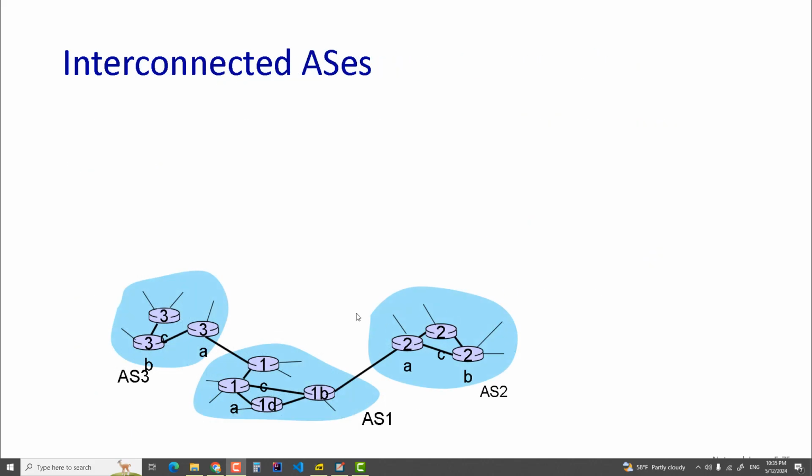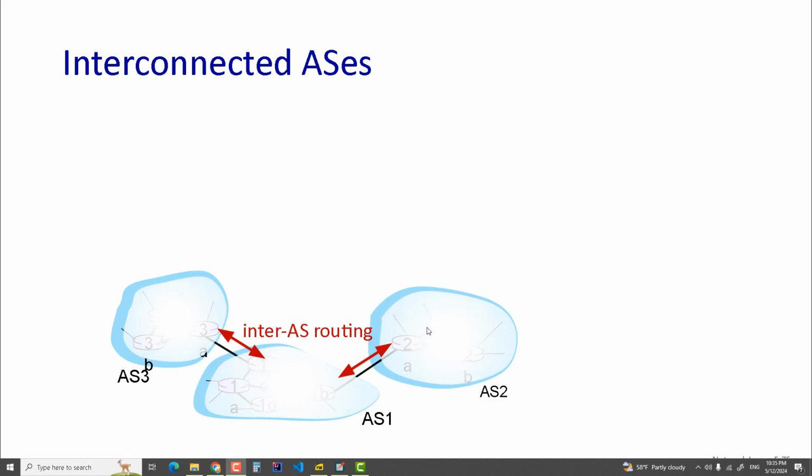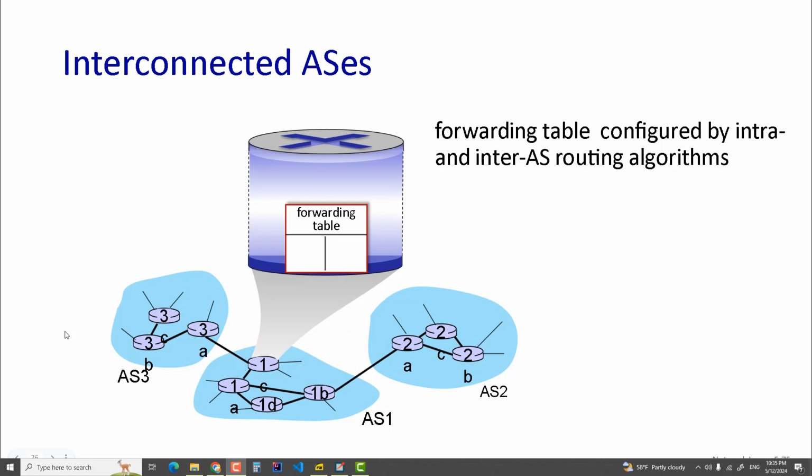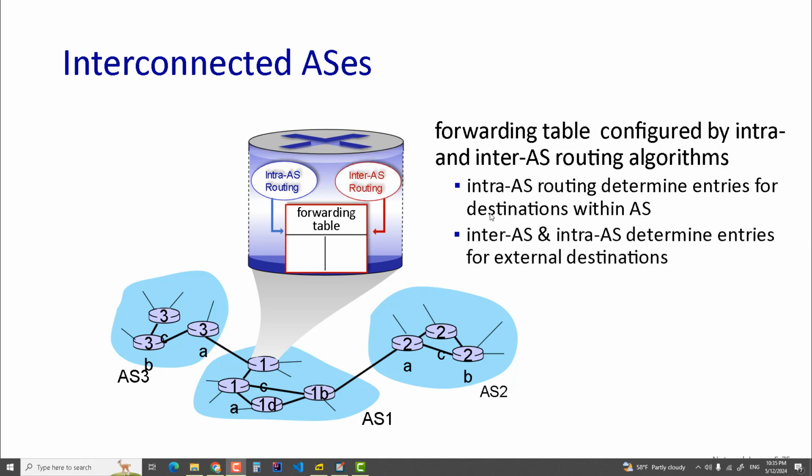So this is the example. We have three areas here, autonomous systems 1, 2, 3. When we forward the packet inside each area, it is intra autonomous system routing. When it is outside, it is inter autonomous routing. So the gateway routers here will do two tasks, which are intra and inter routing between the areas.